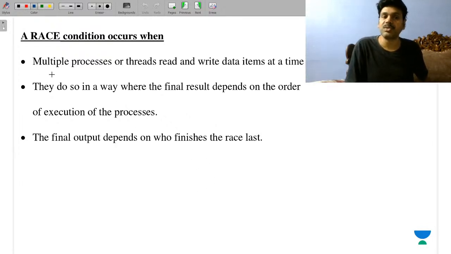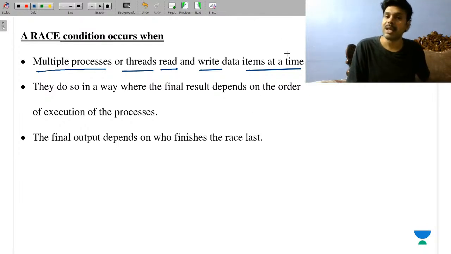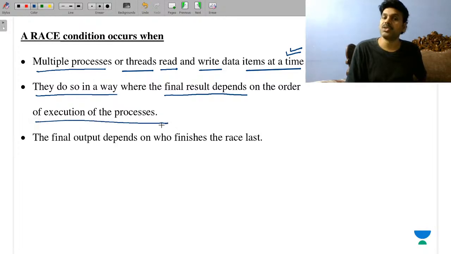In shareable resources, multiple processes or threads can perform read and write on the data items at the same time. That's very, very important. At the same time, they are going to do it. There may be a chance of overlapping or overstamping. This overstamping is overcome by inter-process communication or process synchronization. Now you observe carefully. They do so in a way that the final output only depends upon the order in which they execute.